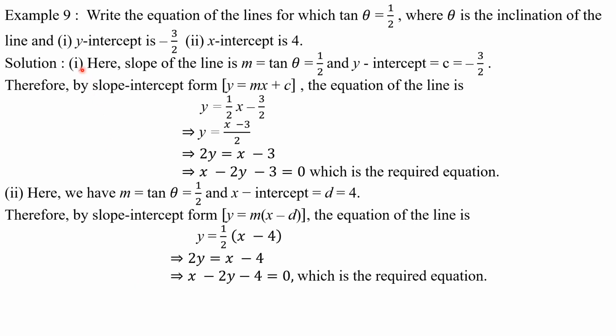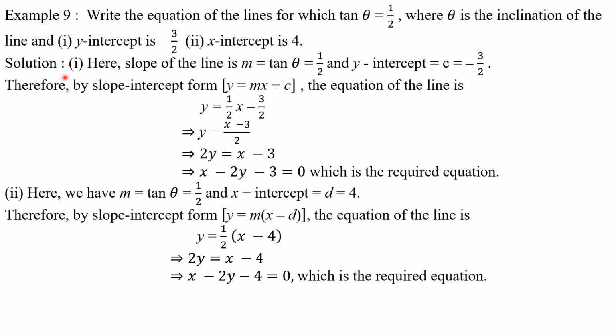To understand these points well, let us take an example. Okay, my children, write the equation of the lines for which tan theta is equal to 1 by 2, where theta is the inclination of the line, and first part y-intercept is minus 3 by 2, and the second part x-intercept is 4. There are two parts in this question. Okay, my children, here tan theta is given. Tan theta means indirectly slope of the line is given. Understood this question, my children?